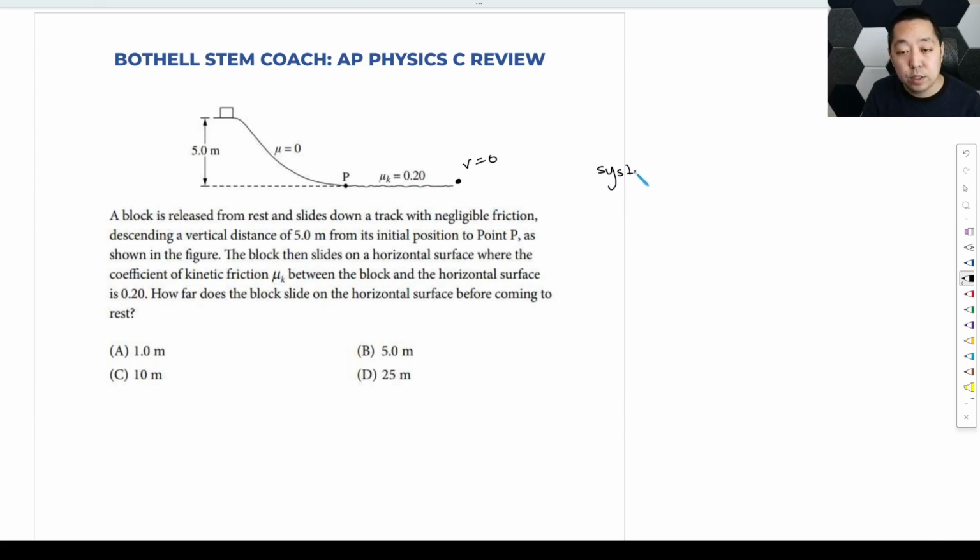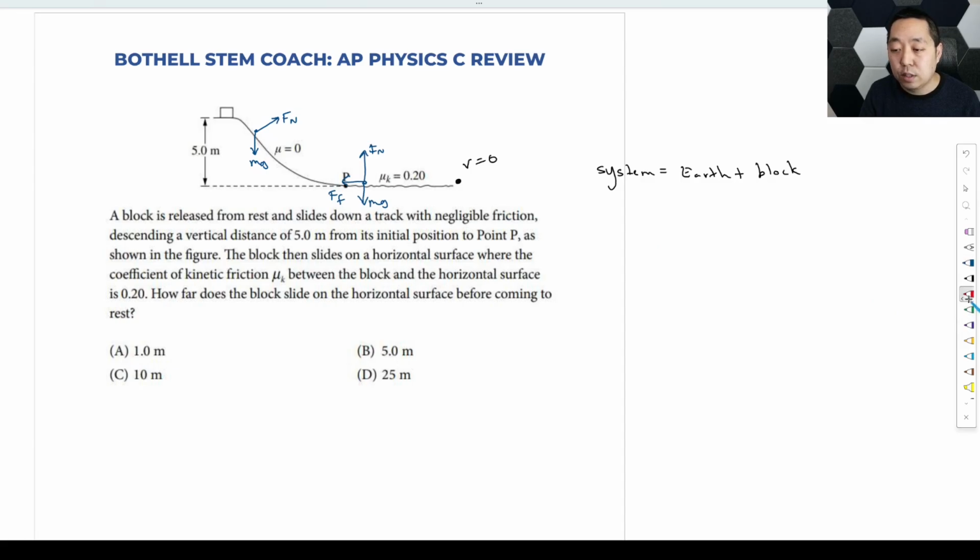What's our system? Because there's a change in height, we're going to include the Earth, and we're going to include the block, right? Okay, cool. That's the first step. Now we want to draw our free body diagram. We want to establish if any of the forces are going to do any work, so you might have to do a few different free body diagrams. Here you might have gravity downwards, and then a normal force, but there's no friction here. And then down over here, you're going to have gravity, a normal force, and friction.